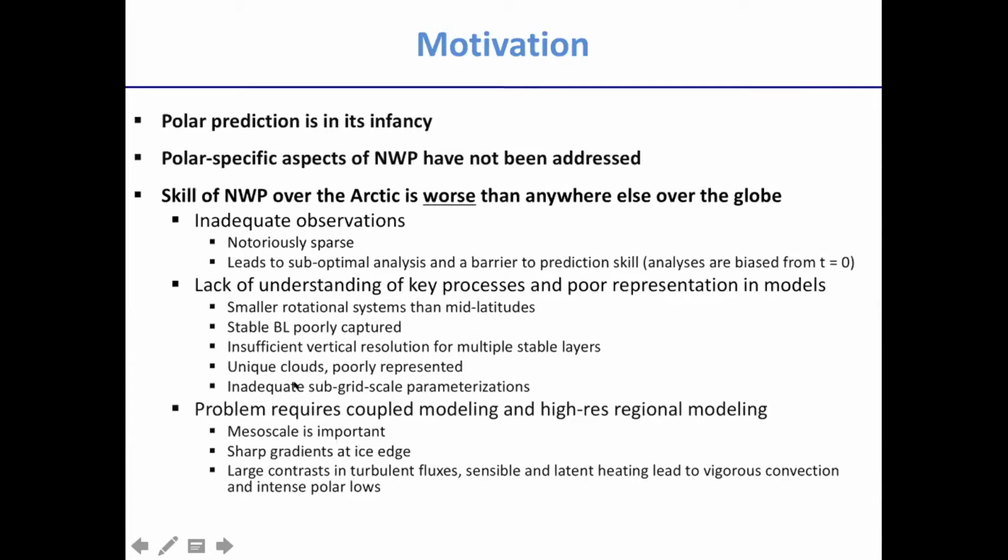Okay, so motivation, I won't talk to all of these, but they're here for you for the record. But polar prediction in the atmosphere is in its infancy. Polar-specific aspects of NWP haven't been addressed. And the real problem is the skill of our NWP over the Arctic is worse than anywhere else over the globe. The errors are much greater up there. And that's a combination of inadequate observations, lack of understanding of key processes, and poor representation of those processes in the models. And the problem really requires coupled modeling, ocean, atmosphere, ice, land, and high-resolution regional modeling. I think the mesoscale is important, and the details and the gradients near the ice edge make you deal with lots of difficult things, high contrasts in fluxes, sensible and latent heating, all this sort of stuff that we don't typically deal with at mid-latitudes and the tropics. So next.